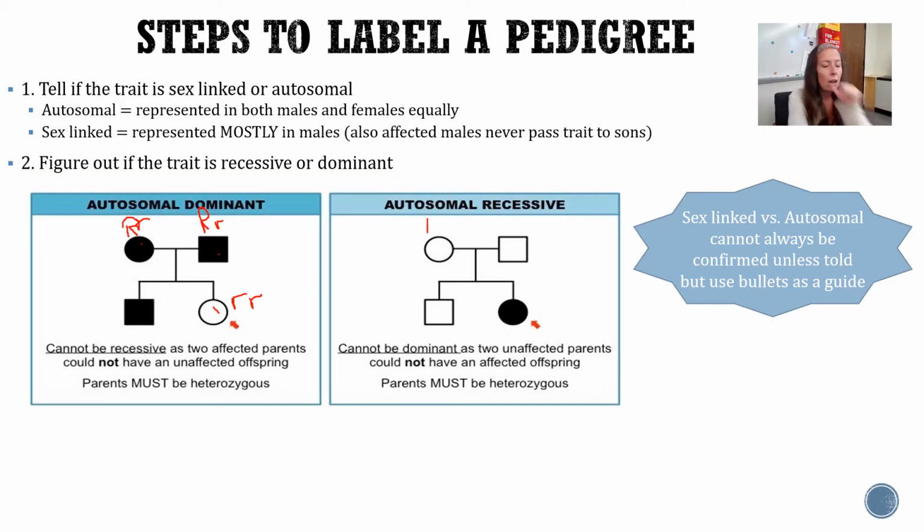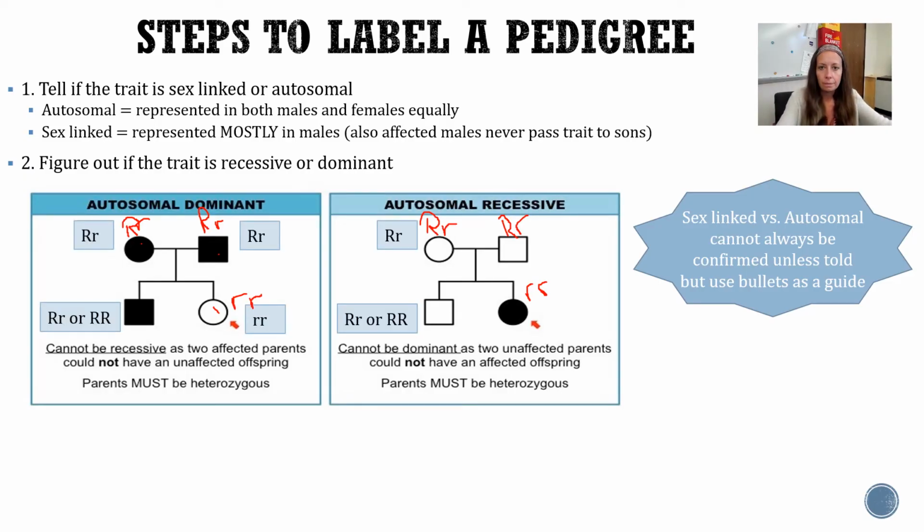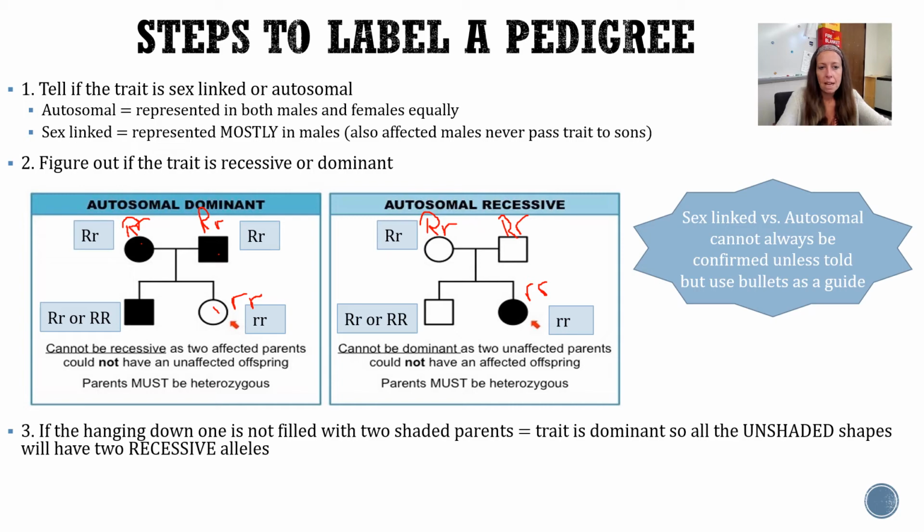Same situation over here, just opposite. We're still looking at heterozygous, right? And down here, you have your homozygous recessive, but this time that's the trait, so that trait must be recessive. Okay? So the hanging down one is always the recessive one.